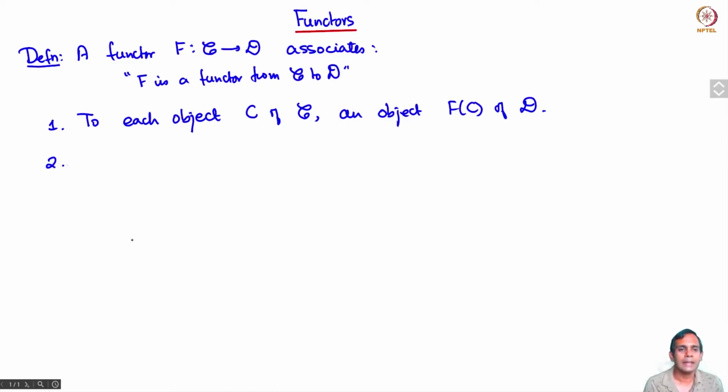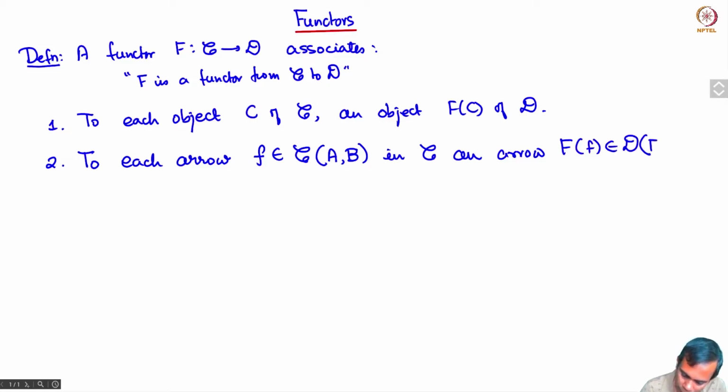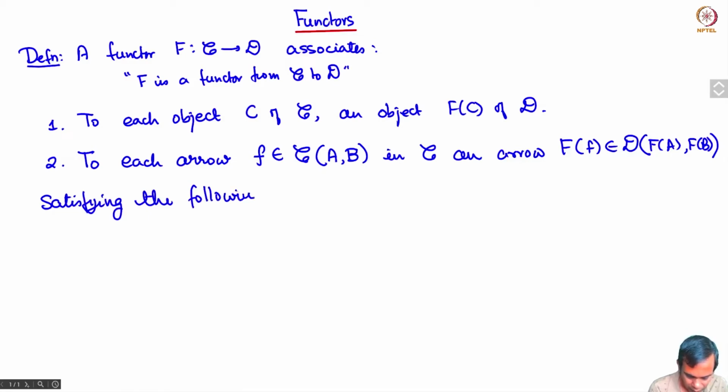And the second thing it does is, to each arrow f in C, and if you have any two objects A, B, it associates an arrow F(f), which is an arrow in the category D, and it goes from the object F(A) to F(B). And these two pieces of data must satisfy the following axioms. Basically, these axioms say that they must preserve the categories' structures.